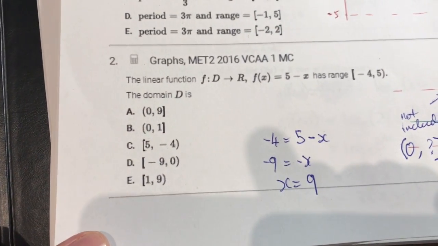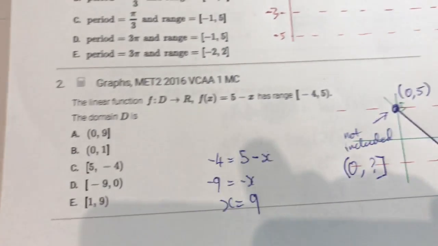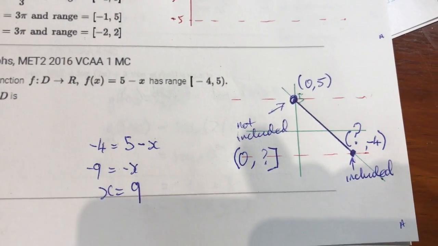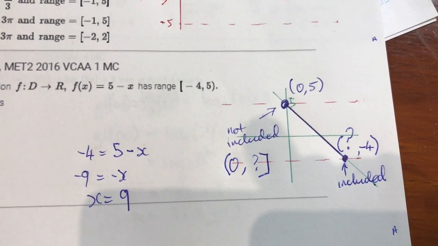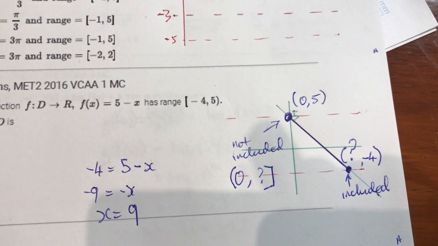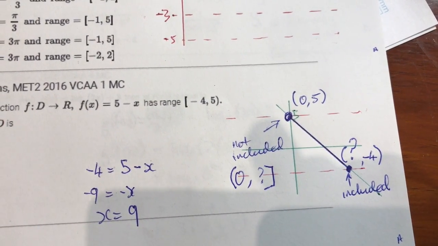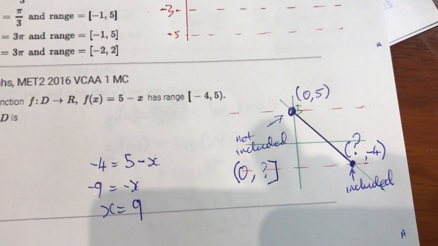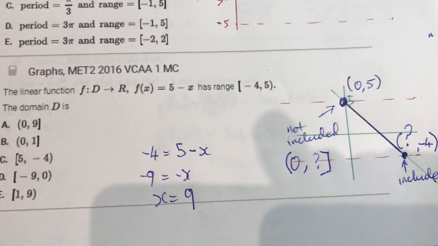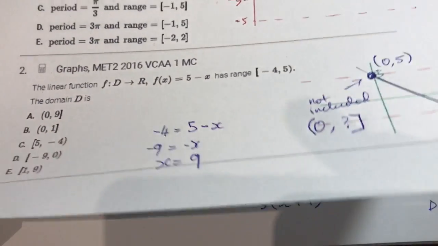Moving on to question 2. Pretty straightforward function if you just sketch the graph. We're looking for that end point that matches up with our y value of -4. So we replace y with -4 and we get x equals 9.